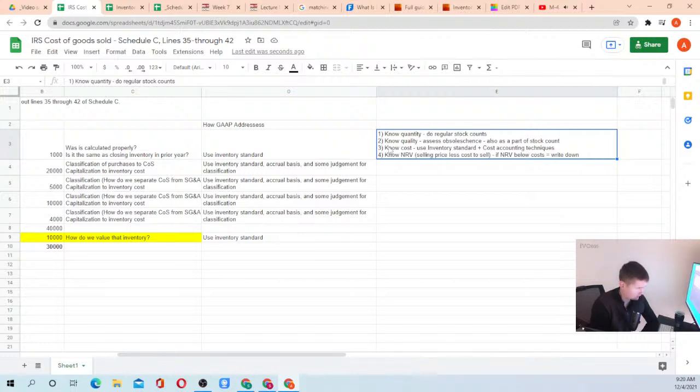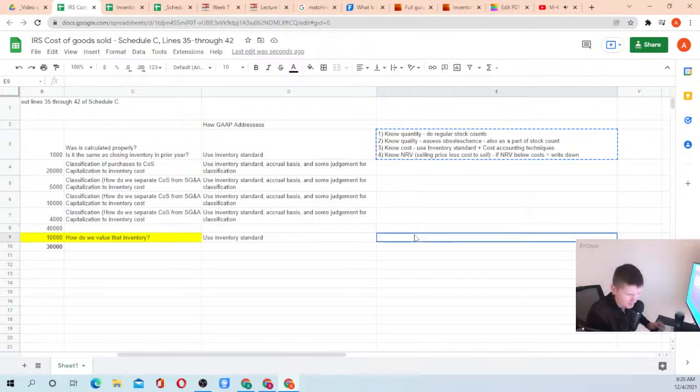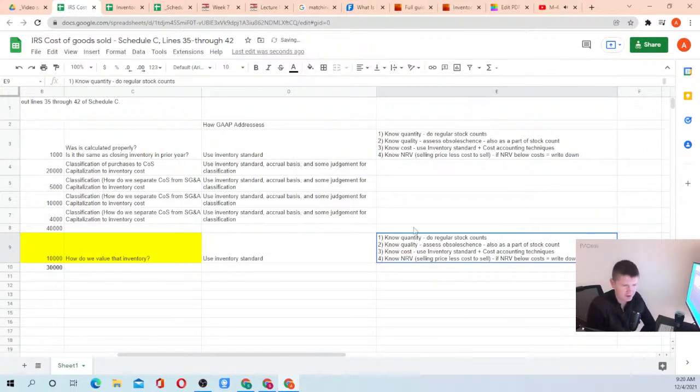You need to know how to calculate cost, and that's a whole big deal of absorption costing, all of the different costing techniques. The inventory standard also has its take on it. And you also need to know which expenses you can capitalize into inventory cost.